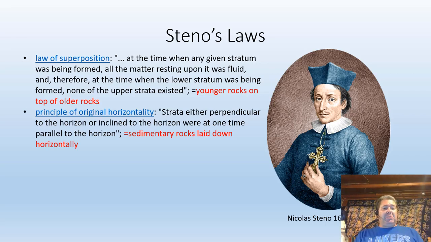The principle of original horizontality. Strata either perpendicular to the horizon or inclined at the horizon or runs parallel, right? What this is basically saying is that sedimentary rocks are laid down in horizontal layers. This is because they're deposited as a fluid, either in water or air, and they're going to try to reach the lowest potential energy state, which is flat horizontal strata.